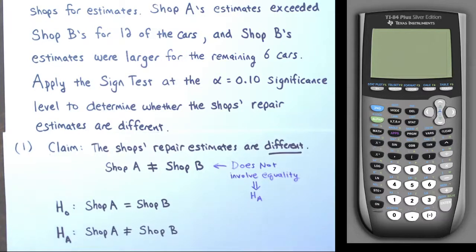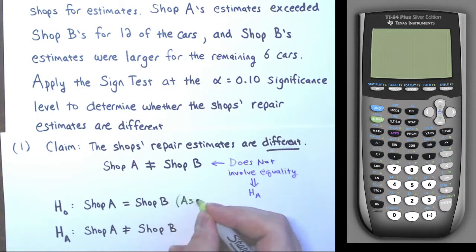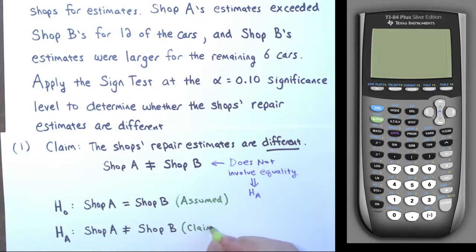And this equality is going to be assumed to be true, and then we're going to test that. And again, this here was the claim. The claim is represented by the alternate. All right.